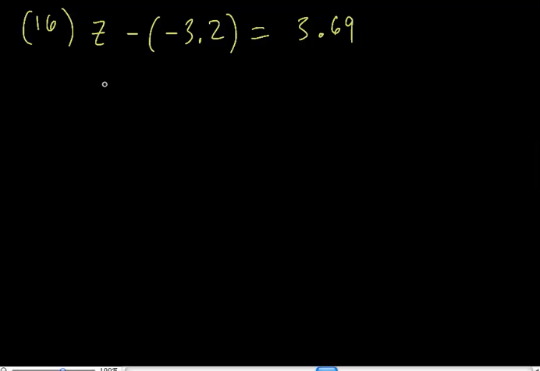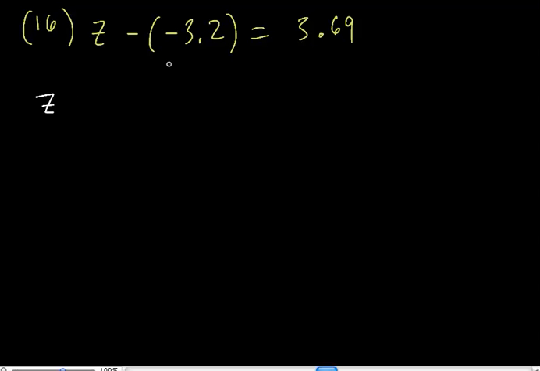I noticed that this equation, or this type of problem, was confusing people, and it shouldn't. It really shouldn't, because this problem, let me rewrite it in a way that probably won't confuse you. So it says z minus, and then it has a parentheses. It says negative 3.2 is equal to 3.69.